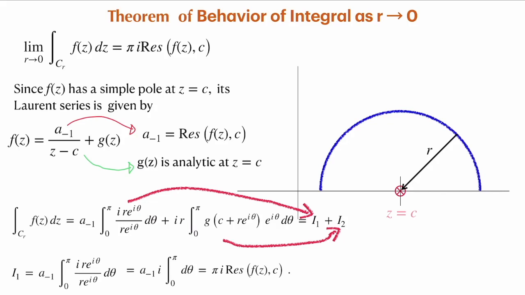Its value is pi i into the residue of f of z evaluated at c, because a minus 1 is simply the residue of the function at z is equal to c. So we have got the required result. That means somehow we have to show that I2 has to be 0. So let's look at that too.